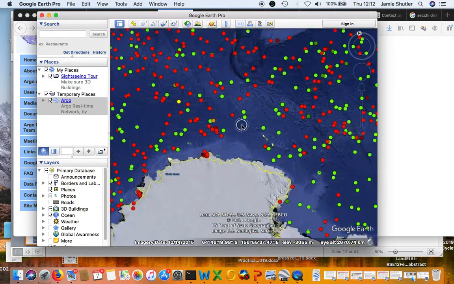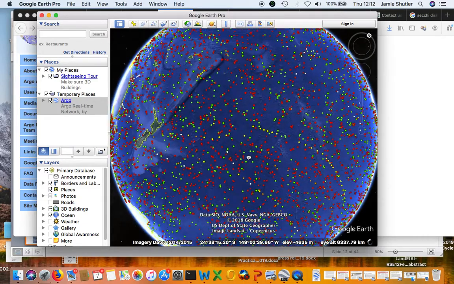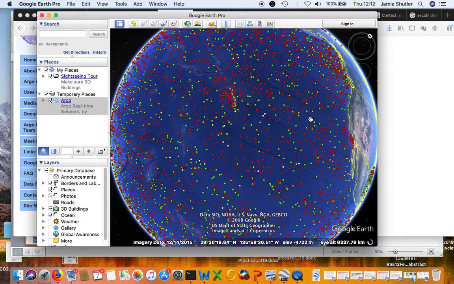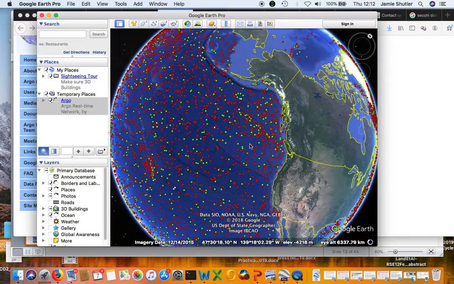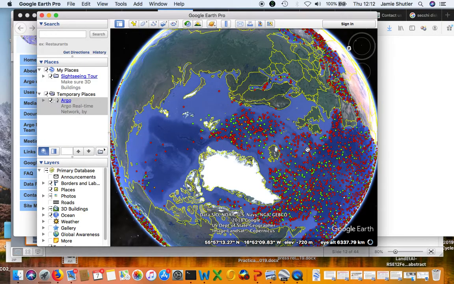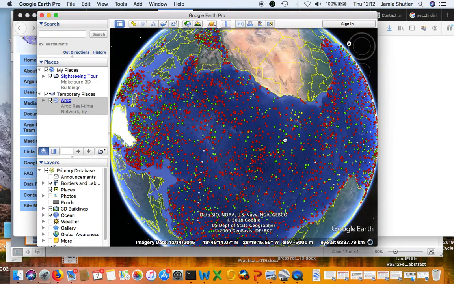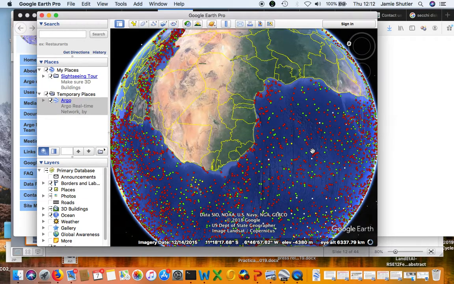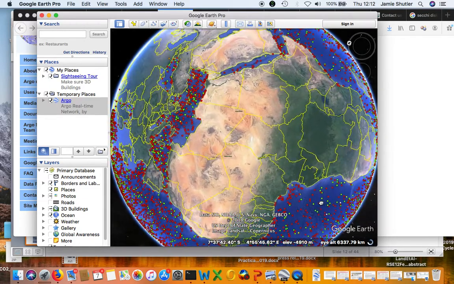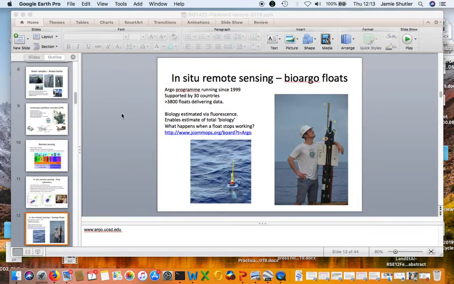But you can see that all of these floats are currently in the ocean, collecting data and sending data back via satellite communications. And these are predominantly used for weather forecasting and ocean forecasting, but also used for understanding biogeochemical processes, the impacts of ocean currents, eddies, circulation patterns, and so on. So the web links for these are all within the lecture slides.